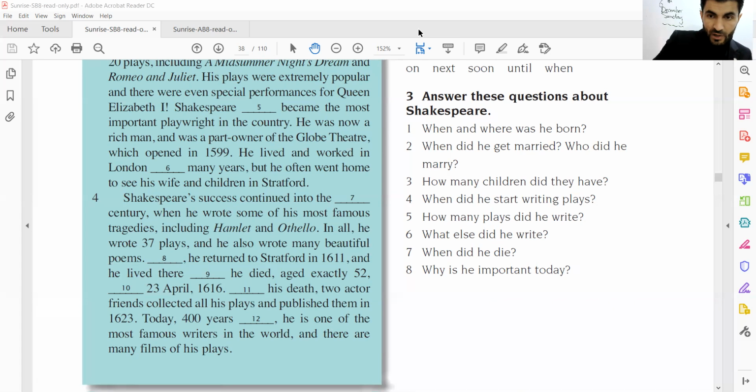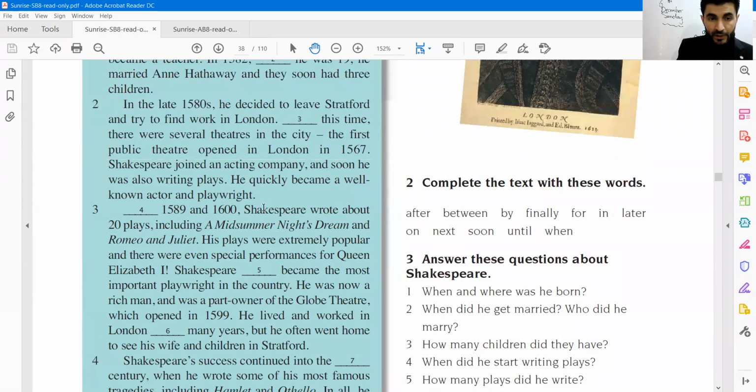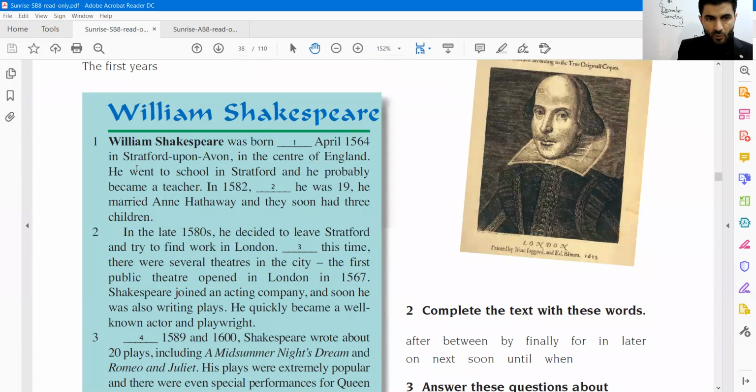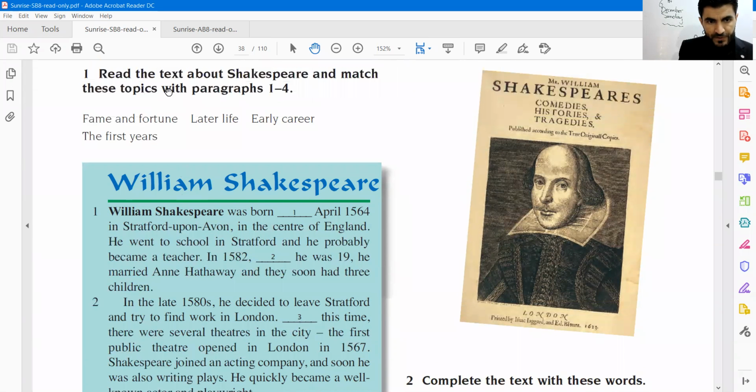Okay, so that was all about the text. So now we're going to do what? Okay, so I forgot to tell you about this one. So number one is the first years of his life. So this is number one, the first years of his life.